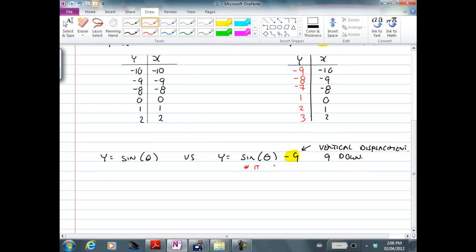It only affects the y coordinate. It only affects the y coordinate.